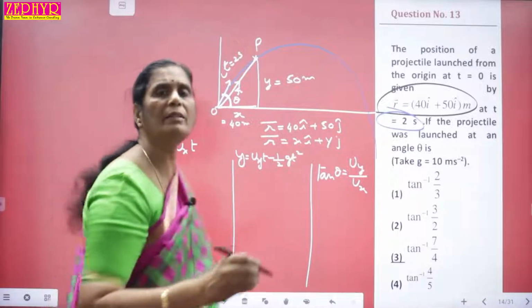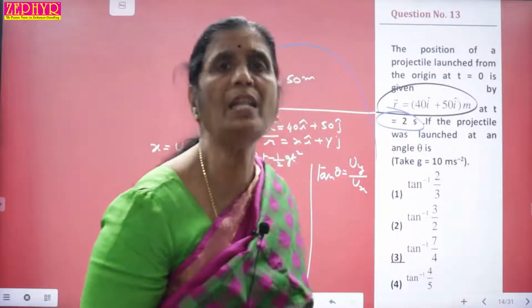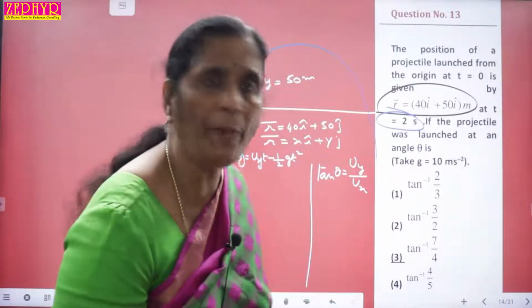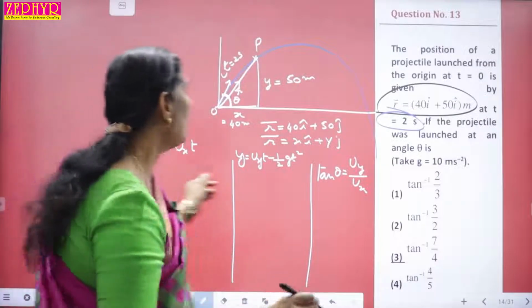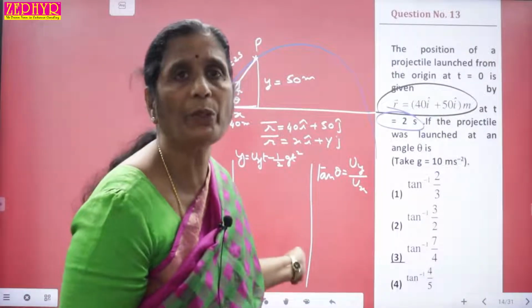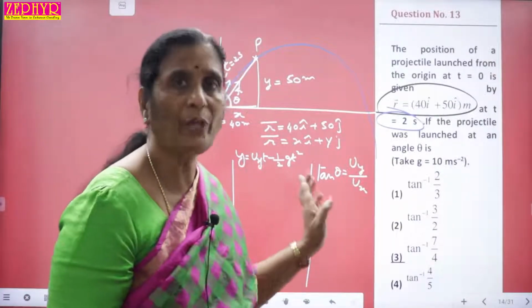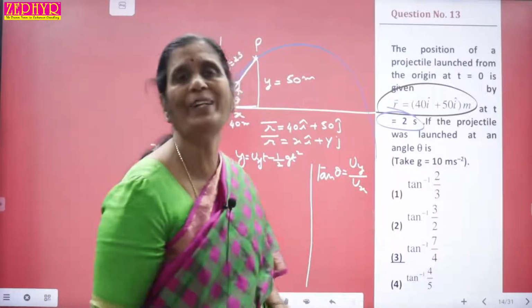It is nothing but s is equal to ut plus half at square, applied in the vertical component. A will be minus. Now substitute the value of x and y. Time is given, you will get the value of ux and uy, then you can find out tan theta.